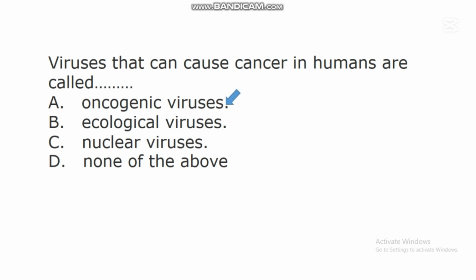Oncogenic viruses. Oncogenic viruses are those viruses that can cause cancer in humans. These viruses can manipulate the genetic arrangement or the genetic makeup of an individual and alter the genes that control the normal cell cycle in a person. So those viruses that can interact with human genetic makeup in such a way that they can cause cancer are called oncogenic viruses.